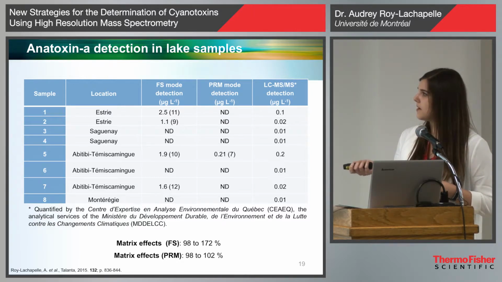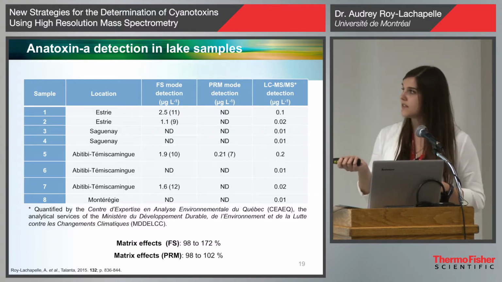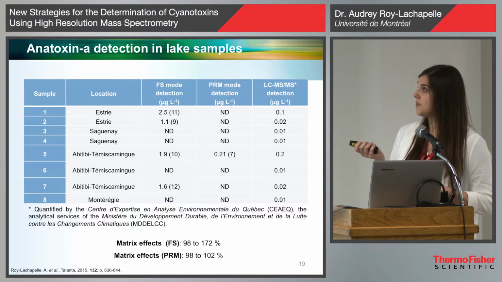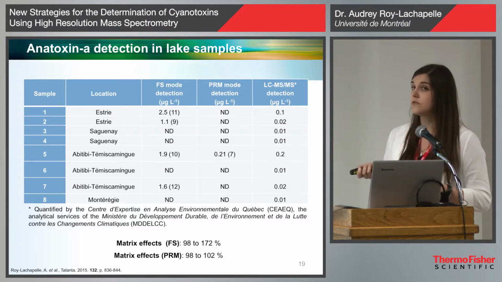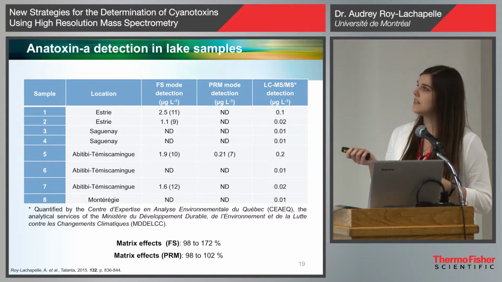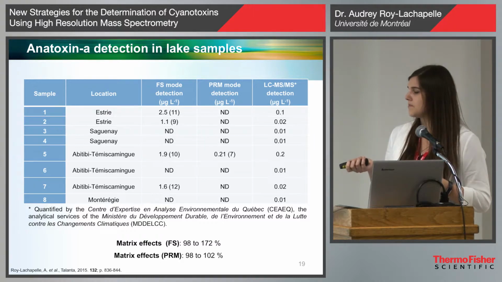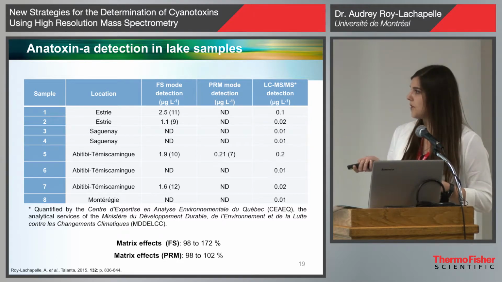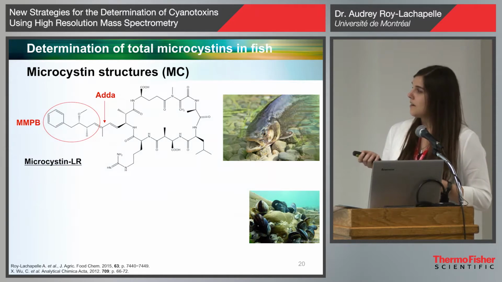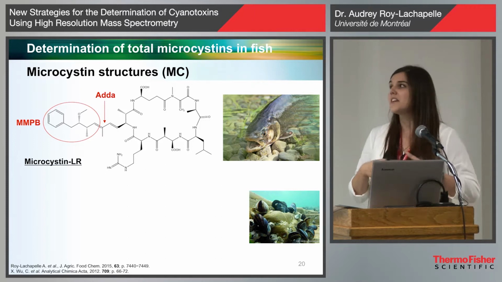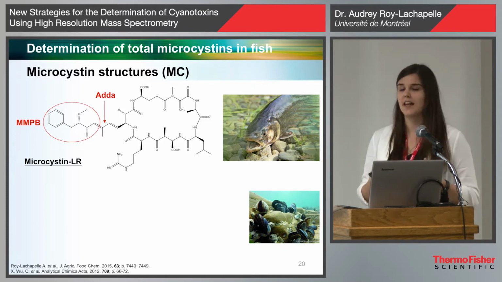We did some monitoring on some lake samples. We also compared the full scan mode with the PRM mode to know which one was best to analyze the anatoxin. We saw that the full scan mode tends to have more matrix effects and also interferences. So we use the PRM mode, which was better for our analysis. And our last method, which is the most complete one, is the Microcystins analysis.